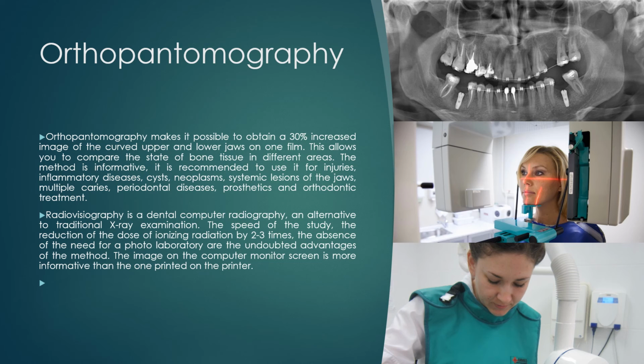The orthopantomography is a panoramic image of a patient. You can see it in the upper image, and it's possible to obtain a 30% increased image of the curved upper and lower jaw in one film or one photo. It allows you to compare the state of the bone tissue in different areas. This method is informative and it's recommended to use for injuries, inflammatory diseases, but it can cause some curvature to the teeth on the image, and it's not possible to accurately determine the size of the root and the shape of the teeth.